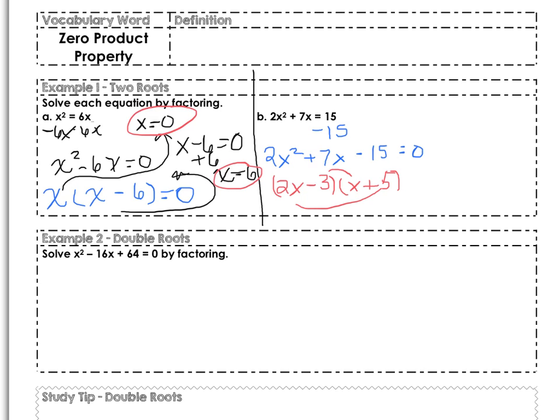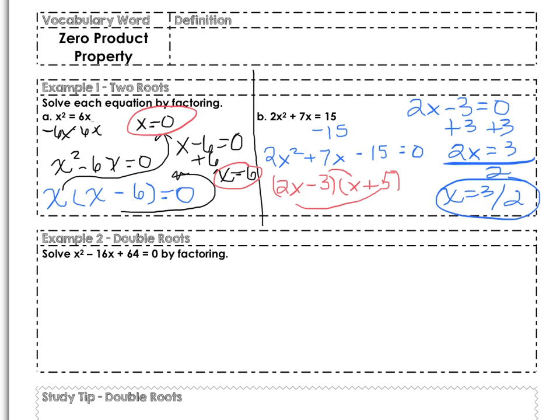So now, once again, I'm going to set my factors, both of them equal to 0, and solve. First, for this one, I add 3 to both sides. So then we have 2x equals 3, and then I divide by 2, so we get x is equal to 3 halves. Now, in the other one, x plus 5, when we set it equal to 0, we subtract 5 and get a solution of x equals negative 5. So here are our solutions.